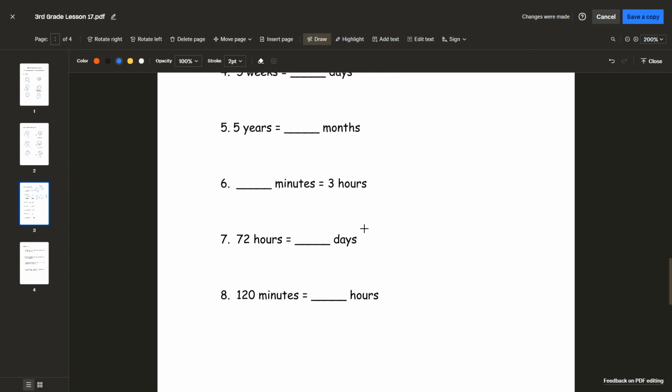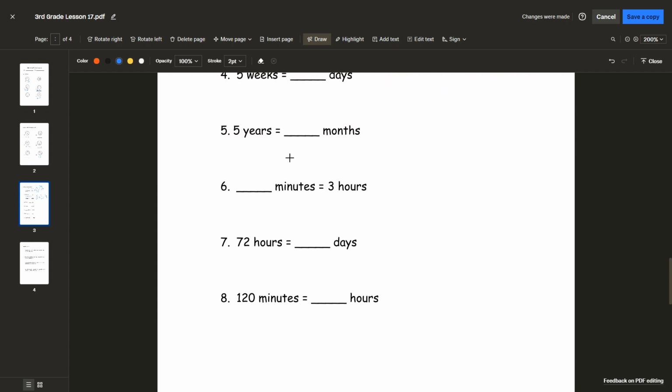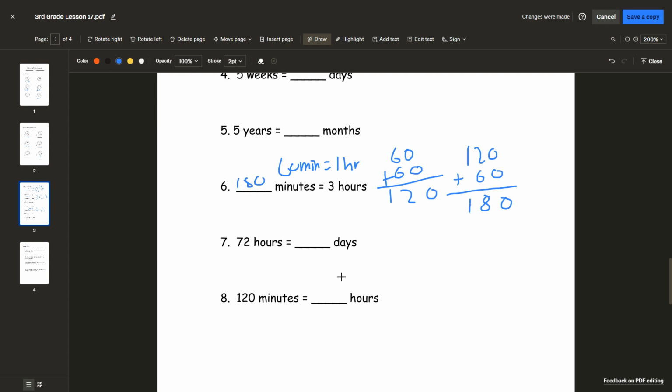Next, we can do number 6 here. So there's blank minutes in 3 hours. There's 60 minutes in 1 hour. And there's 3, so we do 60 plus 60. 0 plus 0 equals 0. 6 plus 6 equals 12, so it's 120. That's only 2 hours, so we need to add another hour. So 0. 6 plus 2 is 8. And then drag down the 1, we get 180 minutes.